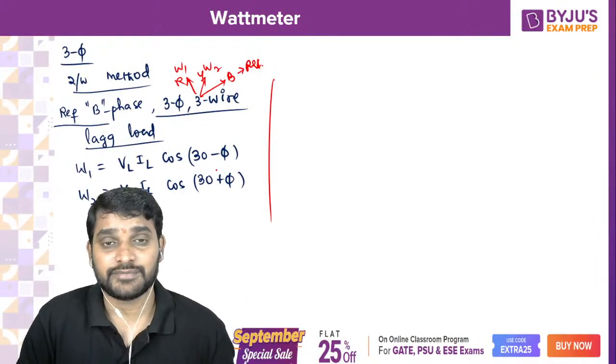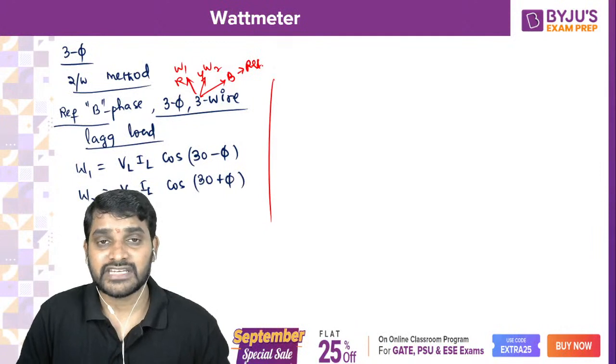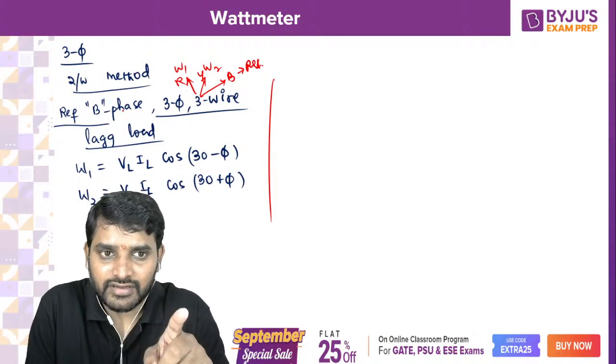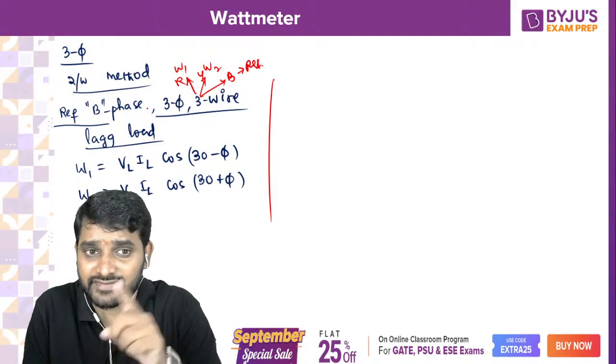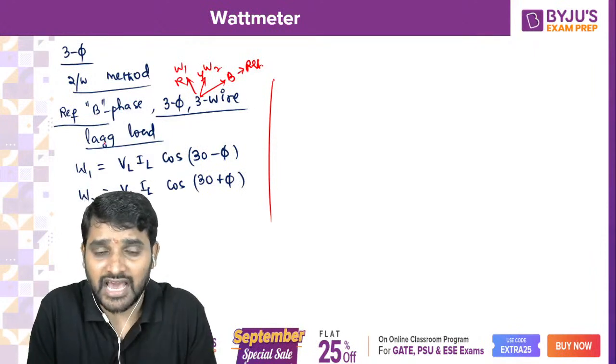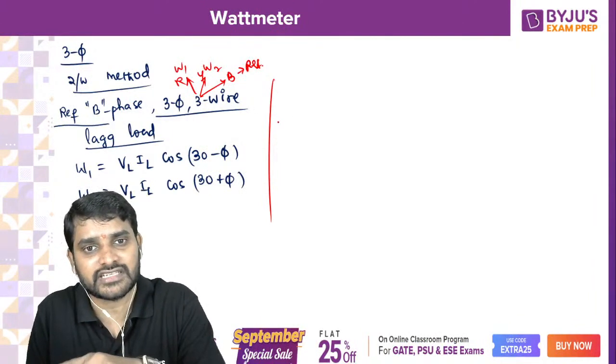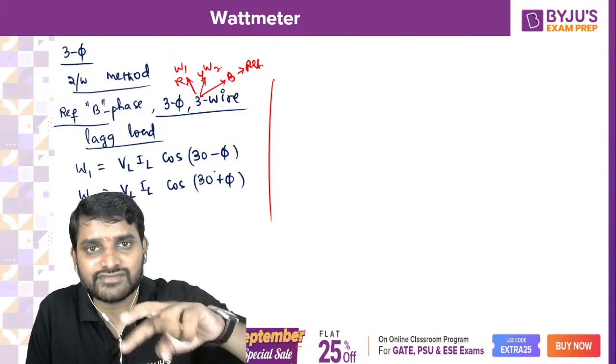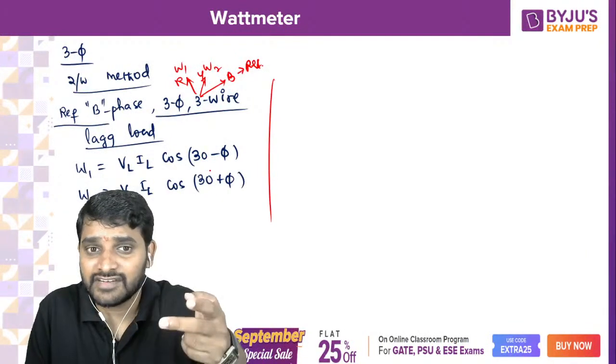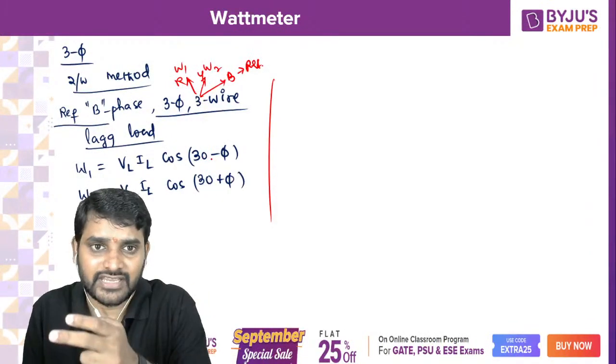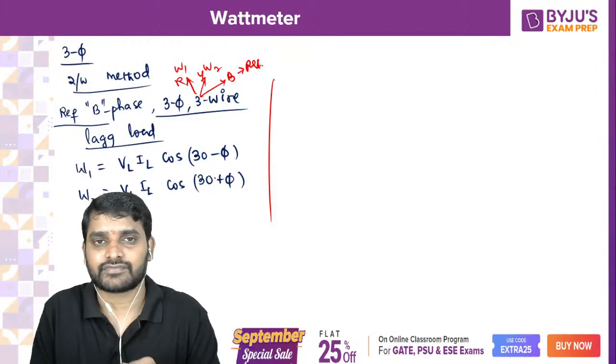So keep this point in mind. I'm repeating once again. If either the reference phase is changed, or the load nature is changed, definitely these wattmeter readings will be reversed. W1 will be 30 plus 5, W2 will be 30 minus 5.